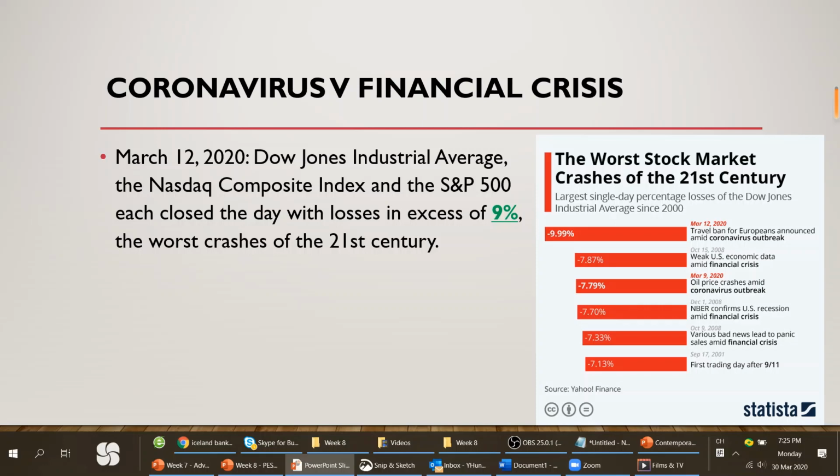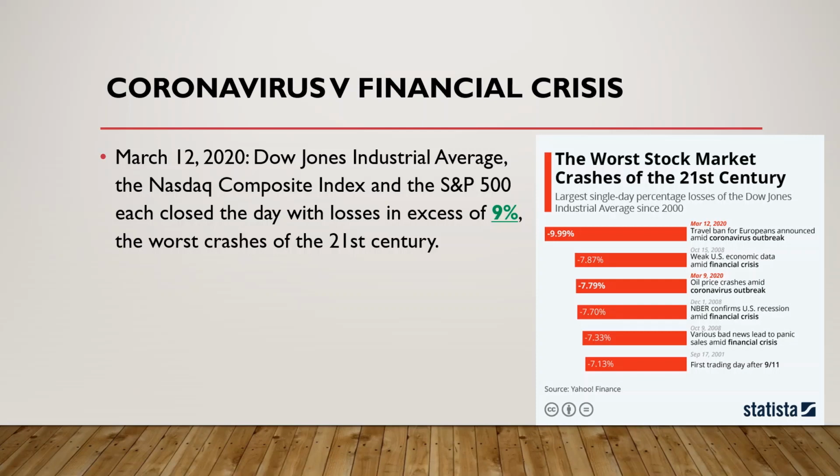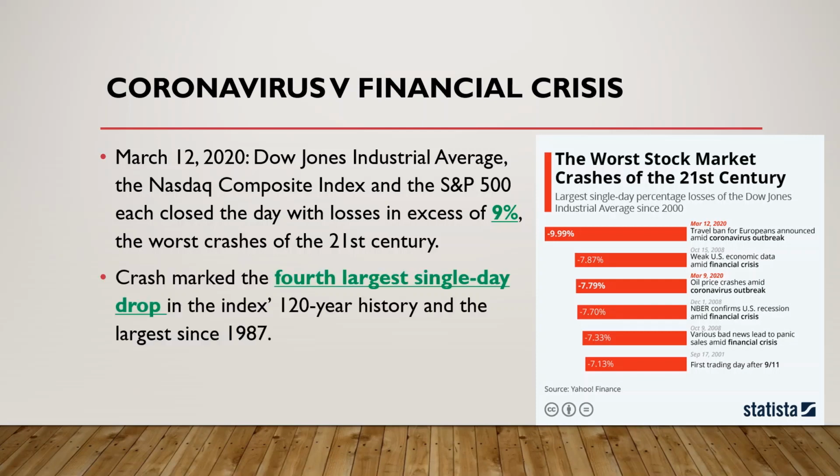Once again, when we are talking about the Nasdaq and the S&P 500, these are the top companies in the world. In these 120 years, this 9%, almost 10% drop ranks as the fourth largest single day drop in history since 1987. If you can see from the graph, these drops are even worse than the financial crisis in 2008 and even worse than the 9/11 terrorist attack in 2001. And unfortunately, as you can observe, this is not the end. This is more like just the beginning.